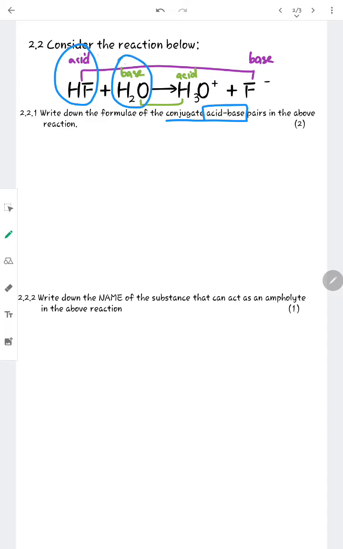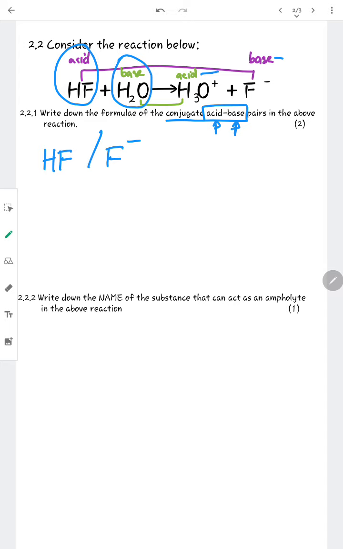And then over here, because you've identified the base already, you realize that the other one can only be an acid. So now all that's left is for us to write down our answer in the form acid and then base. So your first one, your acid is hydrogen fluoride, and your base is therefore your fluoride ion. Please, I have written the charge. Can you all see this charge here? Do not forget to write the charge. It is important.